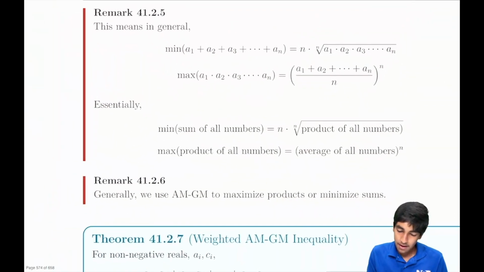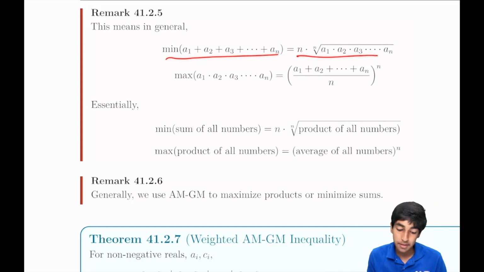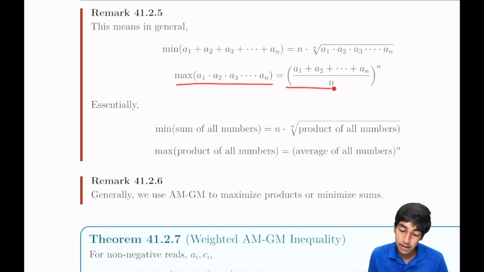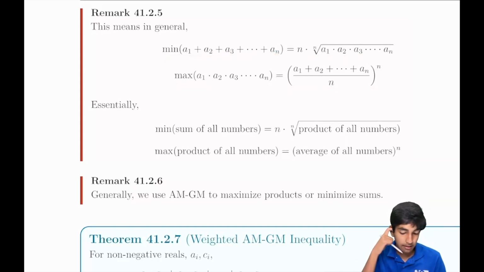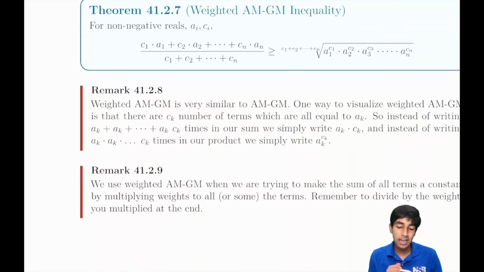Okay, and then I just talked about here how it relates to this. The minimum of the sums here is just n times this. The maximum of the product here is this quantity here, which is basically the same thing we're doing with our AM-GM. Okay, now we're going to talk about weighted AM-GM.